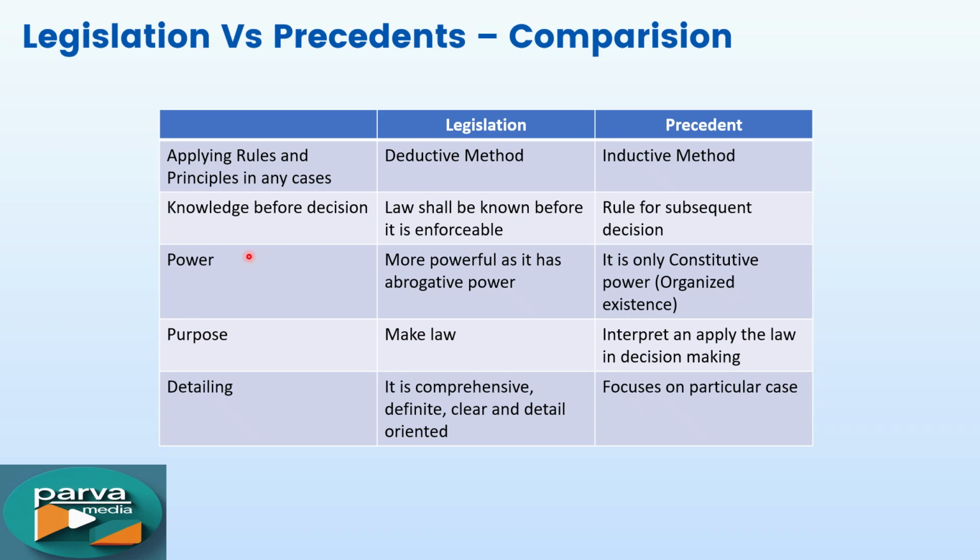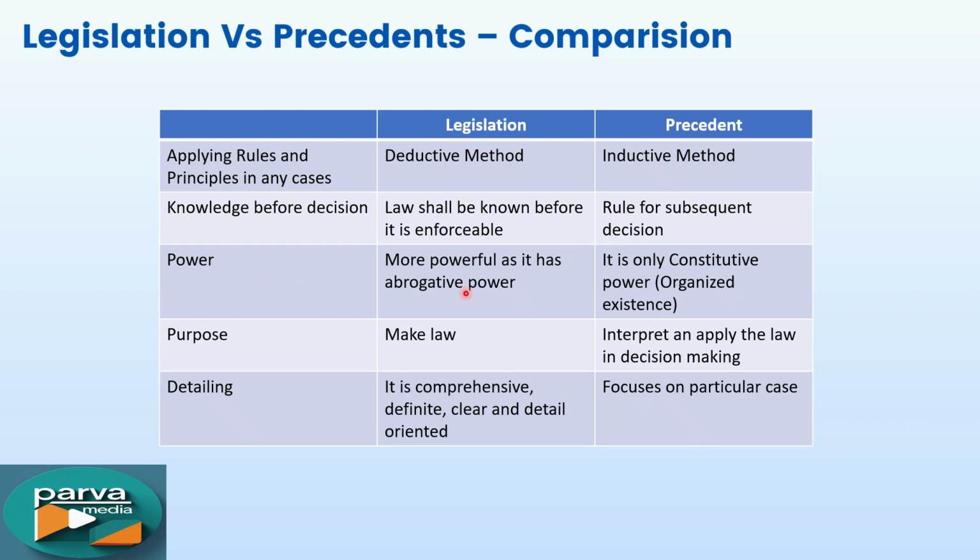Knowledge before the decision. With legislation, the law is known beforehand. Everyone knows what section 2 of the act says, what section 10 of the act says. We know what the act is, everything. But in court, it will be pushed for enforceability: this is what the law says, and enforce it. But in the case of precedents, the rule is formulated during the decision making and becomes applicable to future cases.